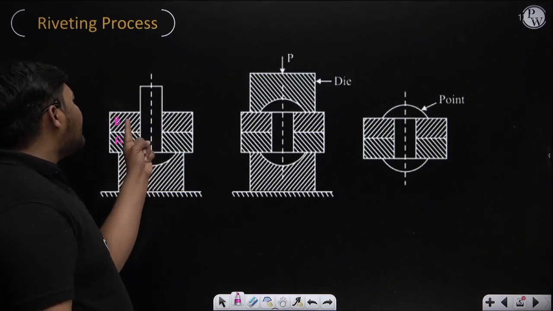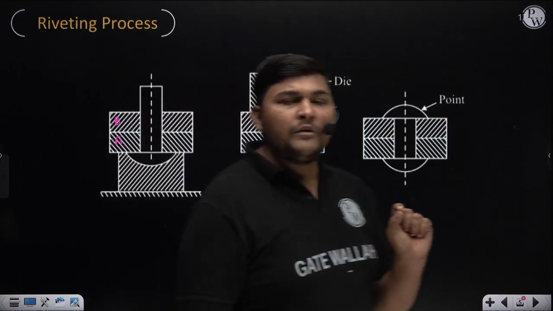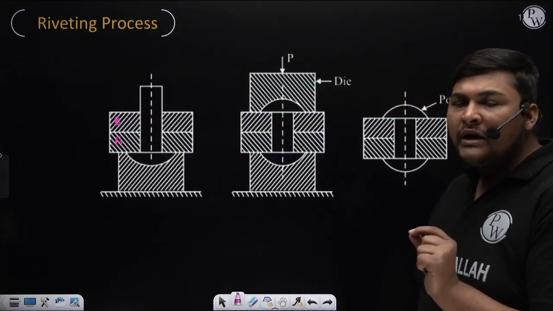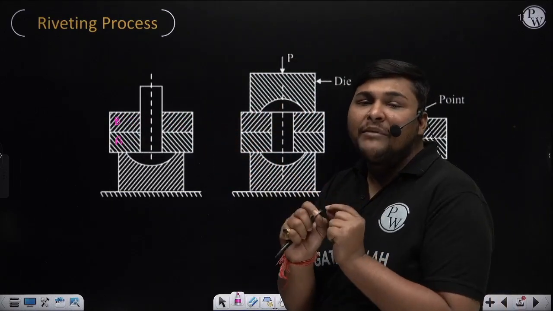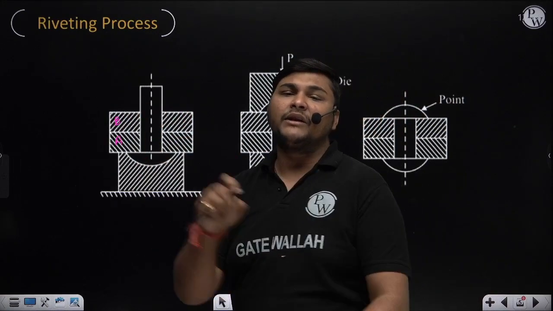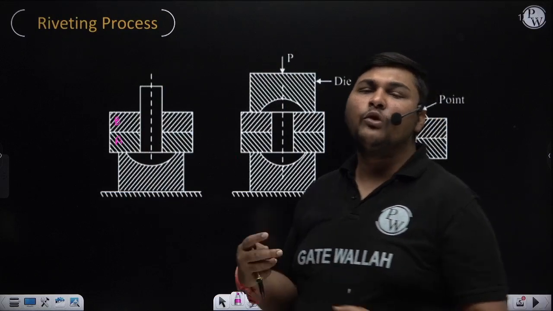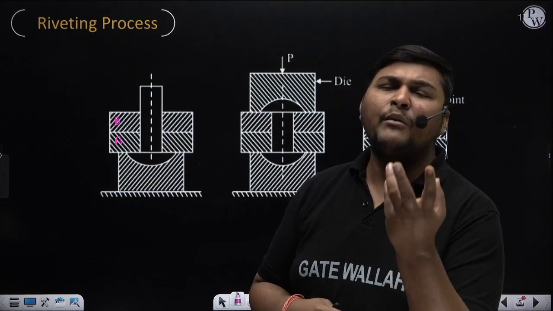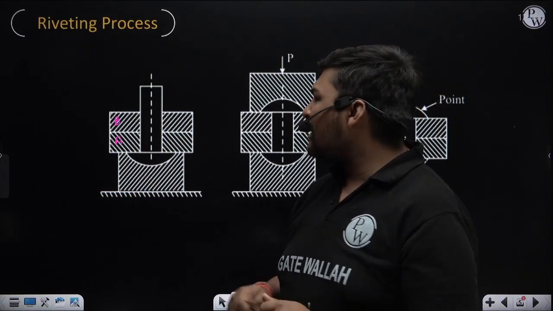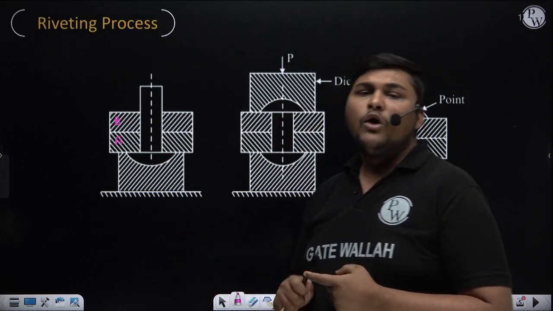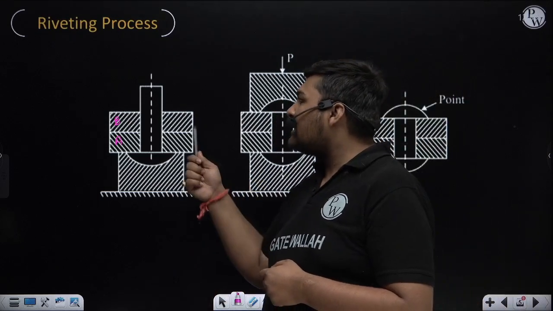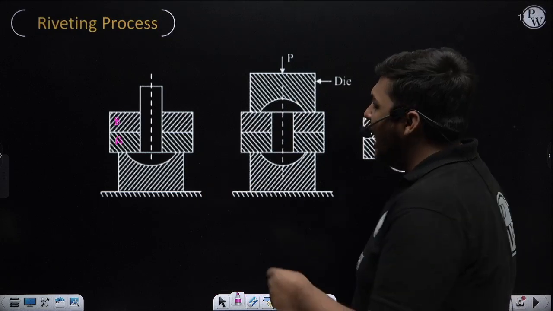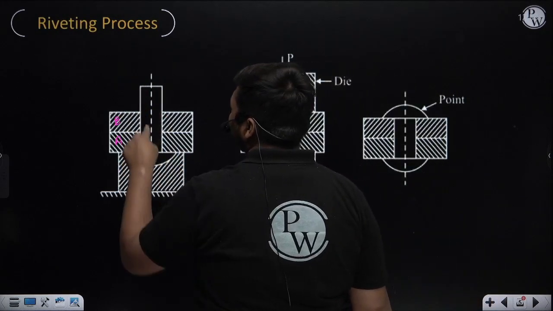So suppose diameter of rivet is D. First we will make a hole in these plates whose diameter should be a little higher than the diameter of this rivet. Suppose diameter of rivet is 10 mm. So diameter of this hole should be 10.5 mm or 11 mm. Means in both the plates we will make a hole whose diameter should be more than the diameter of this rivet. After that, we can insert this shank portion of rivet here.